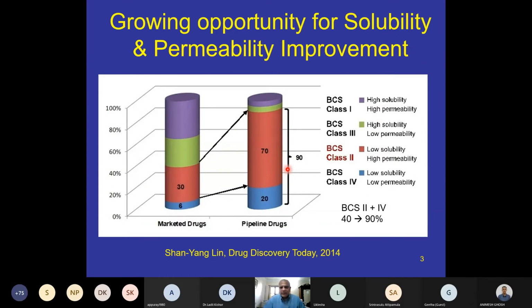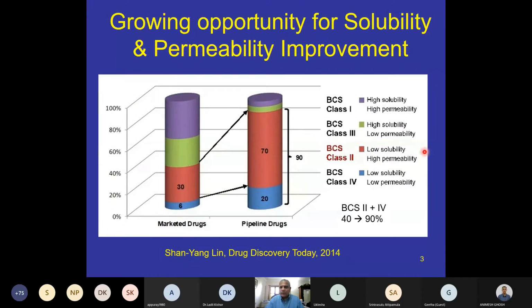The subject has a great opportunity today, as seen in this histogram bar. You see the classification of the 4 BCS class drugs, going back to Professor Amidon in the early to mid 90s. BCS class 1 is high solubility, high permeability. Class 4 is low solubility, low permeability. Class 2 and class 3 are the mixed variety: class 2 is low solubility, high permeability, and class 3 is high solubility, low permeability.